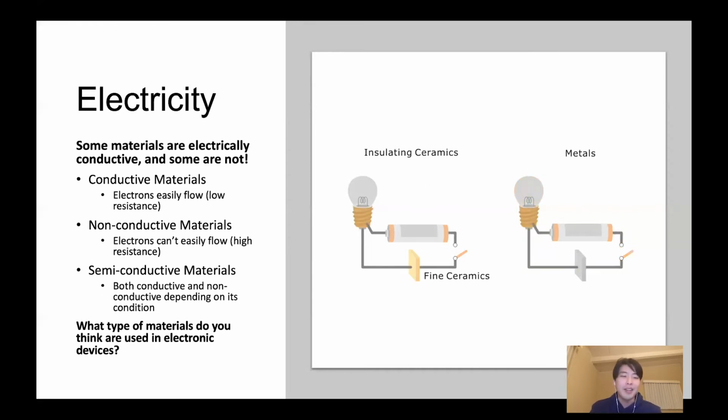All right. Now think about this. What type of materials do you think are used in electronic devices? Well, it's actually all of them, depending on the case. If you want to make sure that electrons are always flowing, you want to use conductive material. And if you want to make sure that some parts of the device don't let electrons flow, for example, like the cover, you want to make it with non-conductive materials. And lastly, if you want to control how much electrons flow, and when to flow them or not, you might want to use semiconductive materials. So choosing materials is very important.